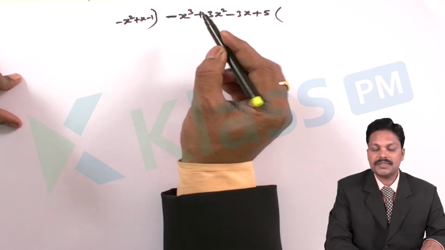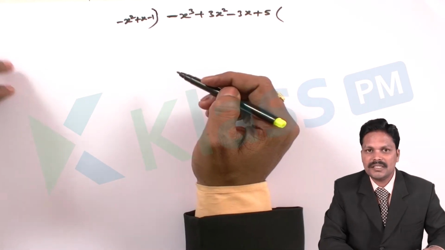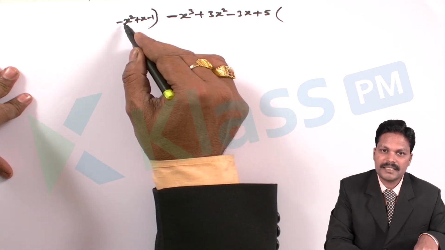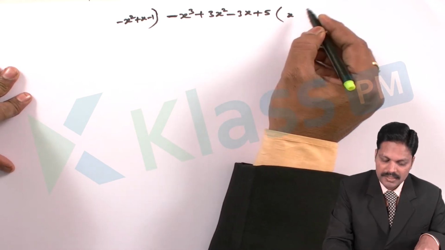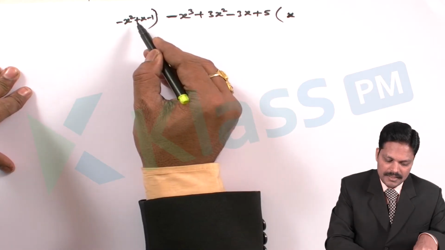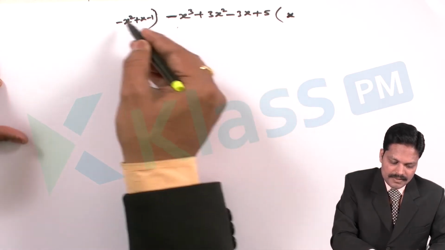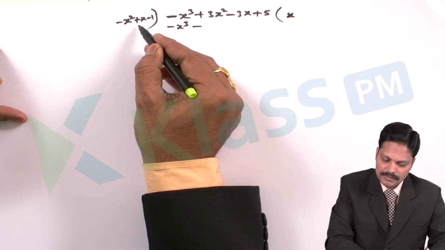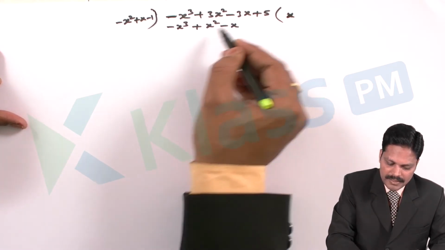So always we should cancel the highest degree term in each and every step. Here we are having minus x cube, here we are having minus x square. If we take this value as x only, it is possible to divide this. So I am multiplying minus x square minus x minus 1 with x. So what am I getting? x into minus x square is minus x cube, and x into minus x is minus x square, and minus 1 into x is minus x.